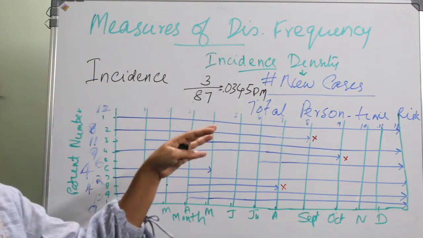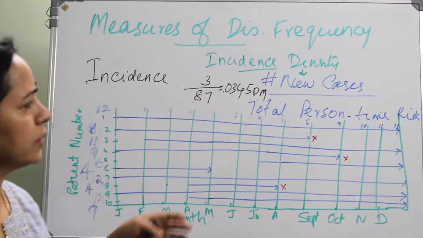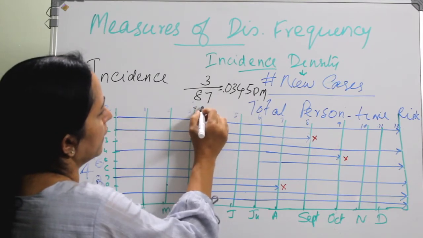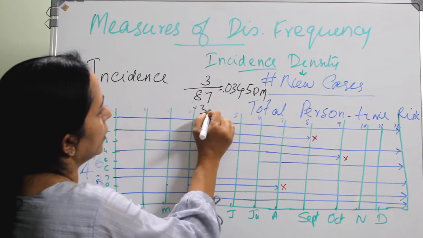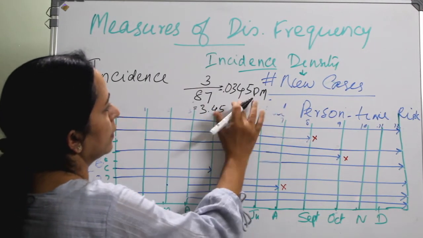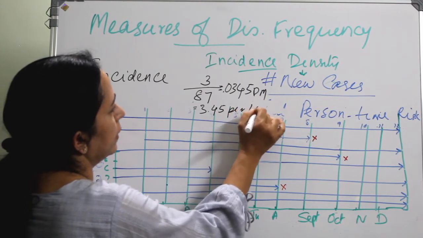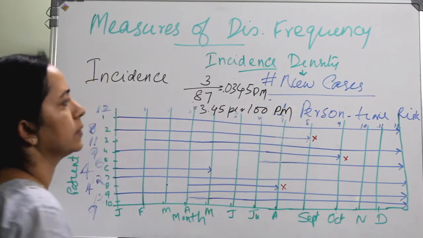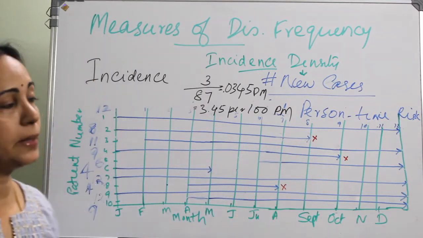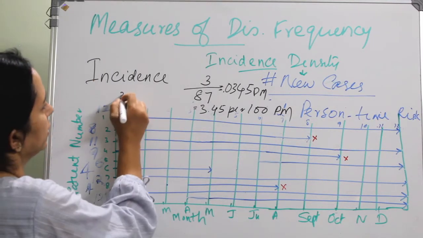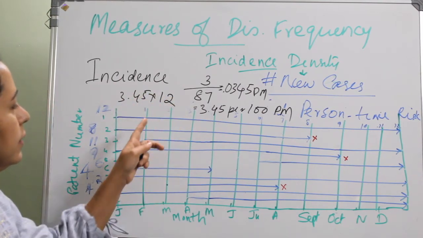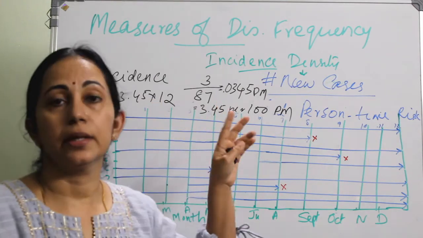As this looks so ugly, we can make it a round figure. So that will be around 3.45 per 100 person months. If you want to make it into years, we can multiply it by 12. So 3.45 into 12 will be per 100 person years.